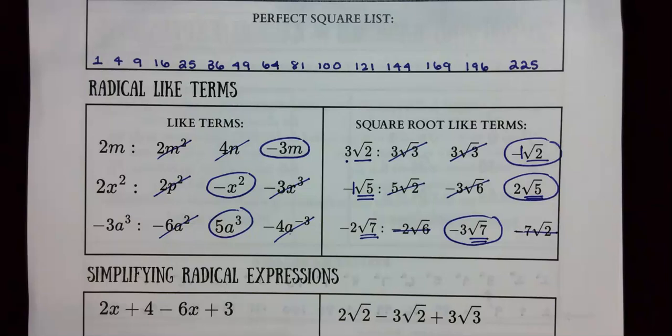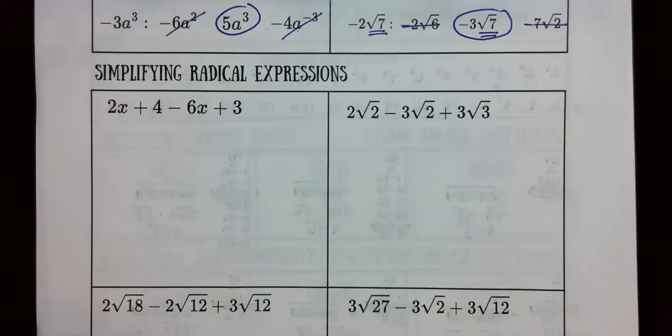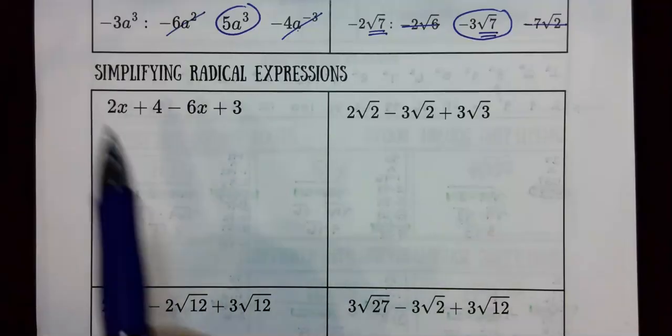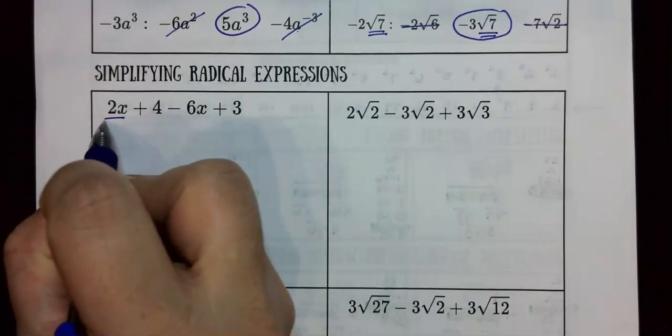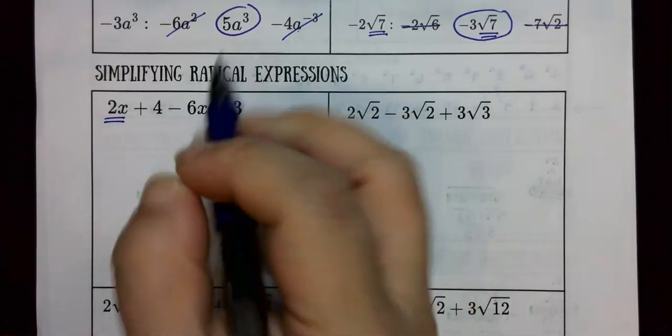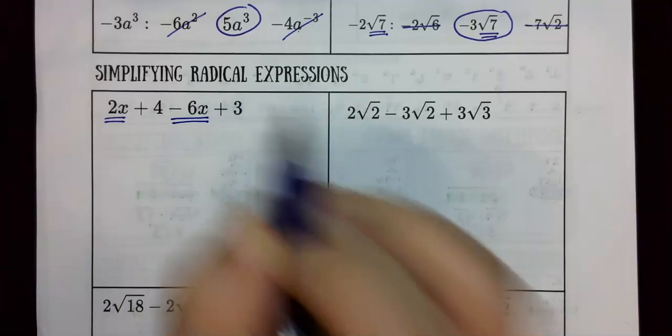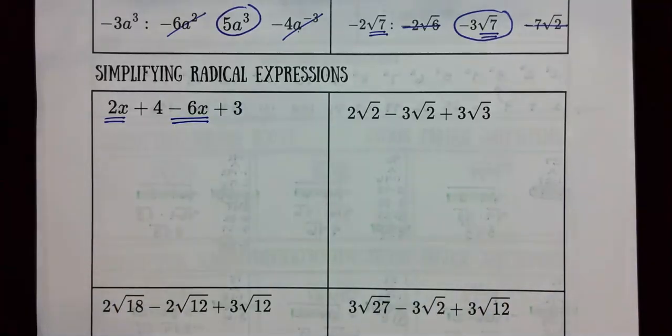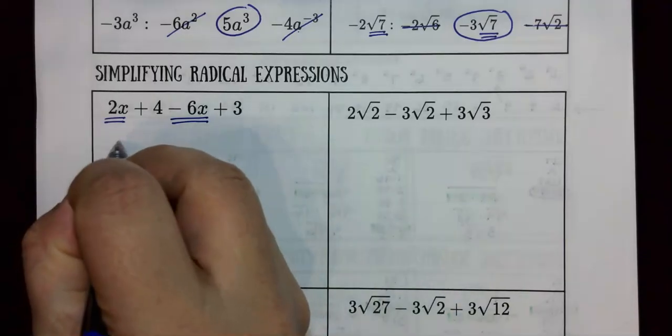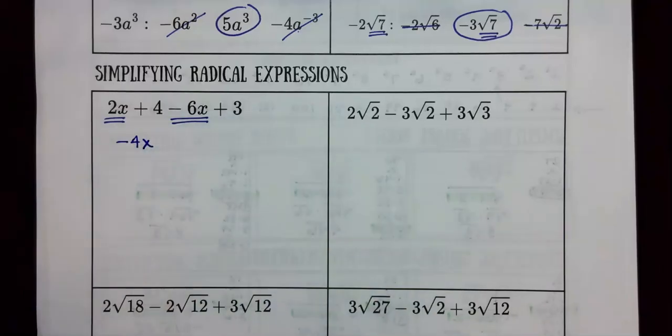So let's look at a couple examples. We're actually going to start with something we already know how to do, which is this one right here. So notice that we have this 2x and we have this -6x. Because they both have x's, we're going to combine the 2 and the -6. 2 minus 6 gives us -4. Bring down the x. So notice how the numbers change, but the variable does not.